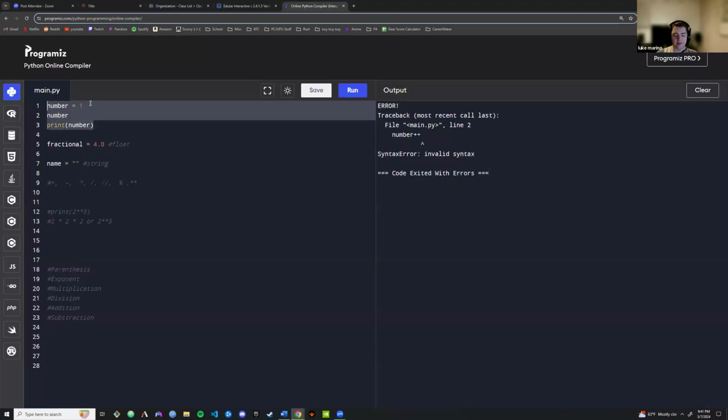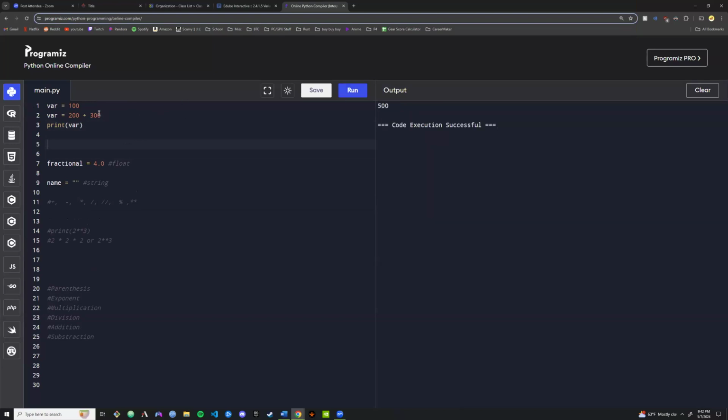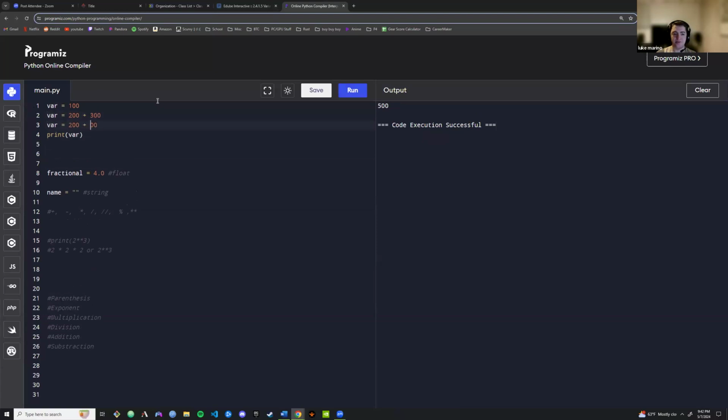I have another question for you guys here. So variable equals 100. We're saying variable equals 200 plus 300, and then we're going to print variable. What is going to be printed now? 500. 500 is right. Yep. And we can do this 100 times. We can say variable equals, and it's going to be 600, 700, and so forth.